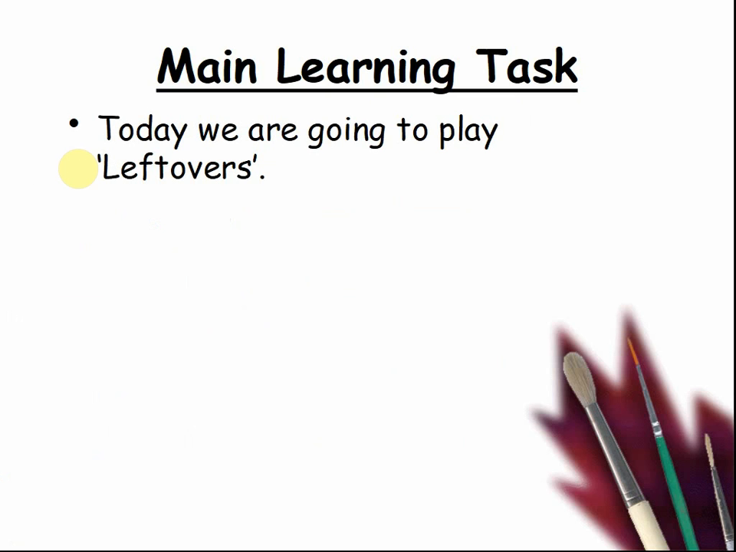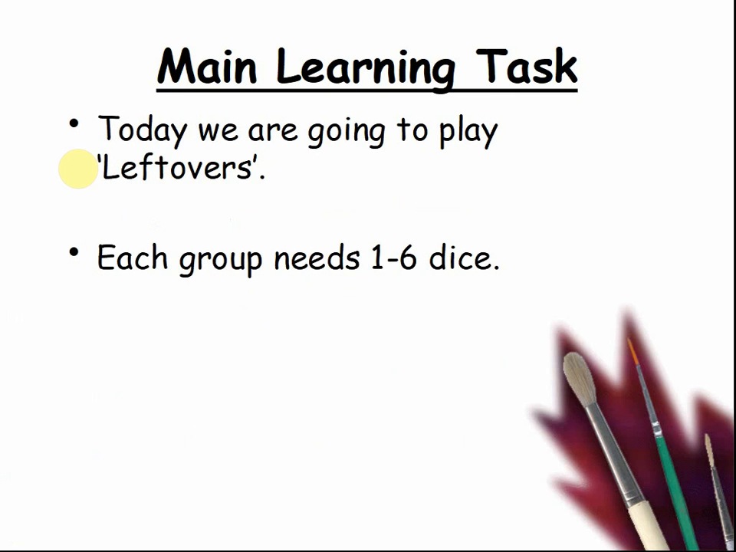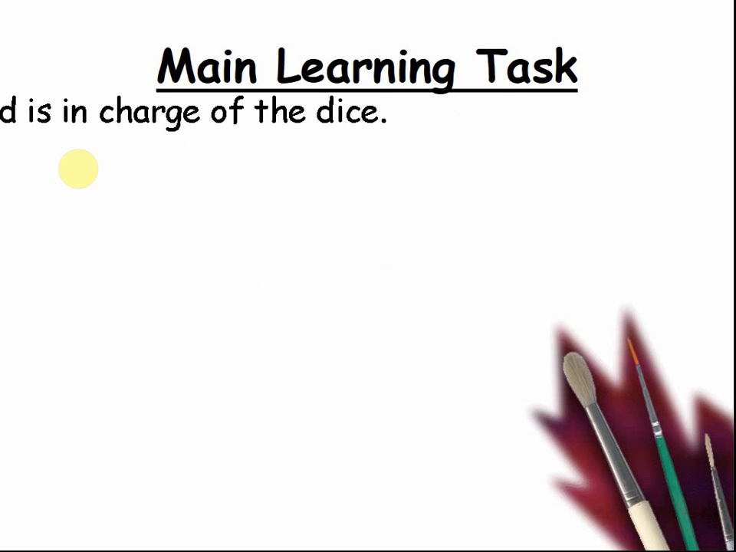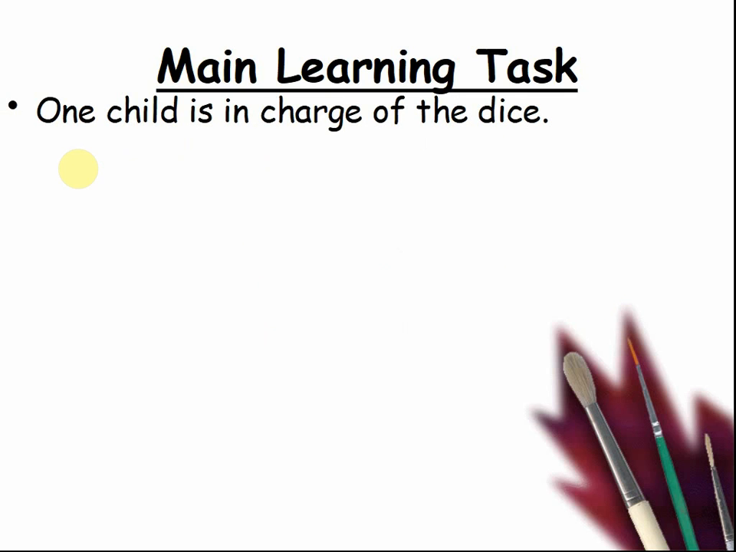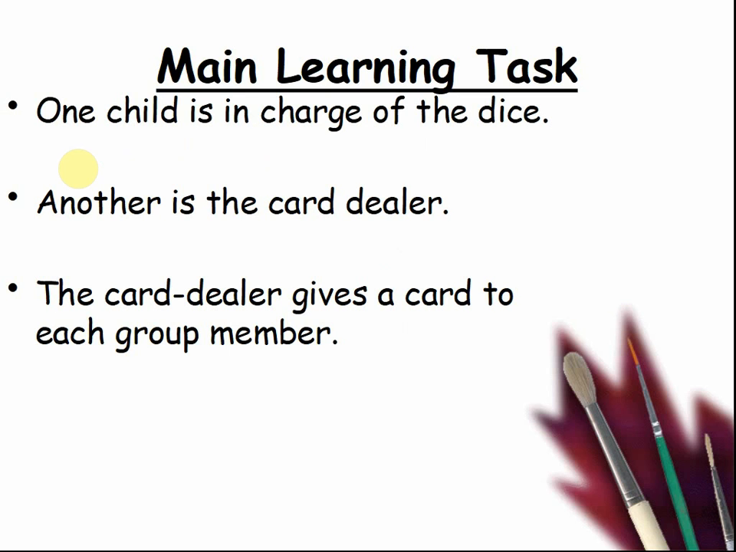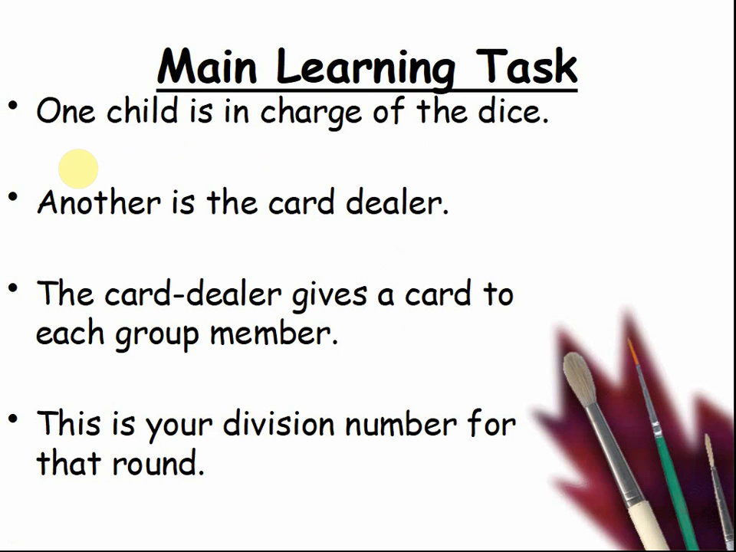Today we're going to play leftovers. Each group needs a 1 to 6 dice. Each group needs a pile of number cards, 2 to 9. One child is in charge of the dice. Another is the card dealer. The card dealer gives a card to each group member. This is your division number for that round.